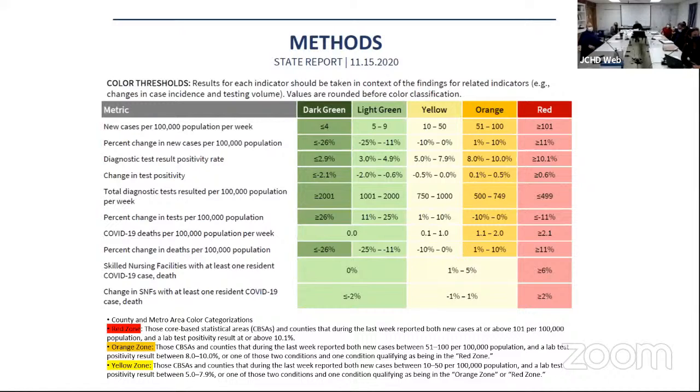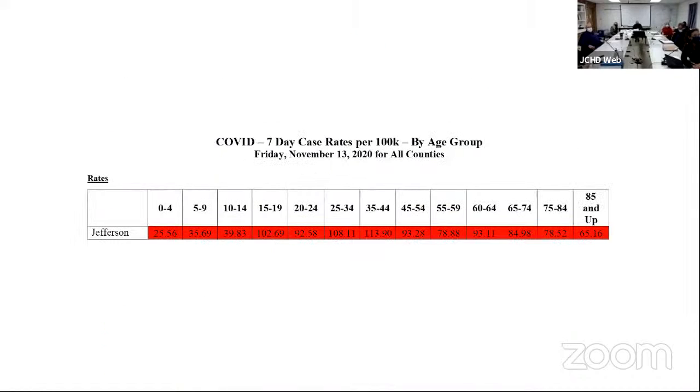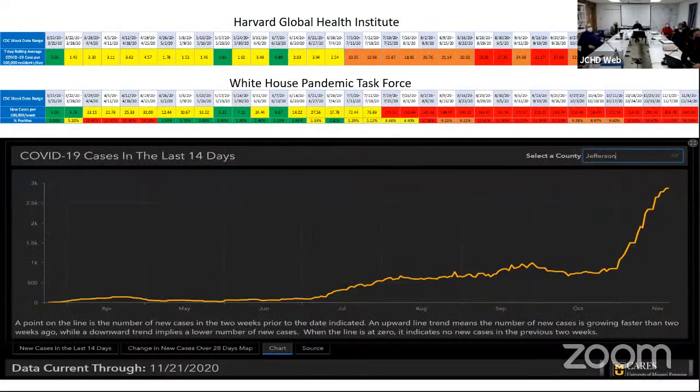The orange zone counties have to have during their last week between 51 and 100 per 100,000 and 8 to 10% positivity. And then again, it's lower, 10 to 50 per 100,000 for yellow and a 5 to 7% positivity rate.